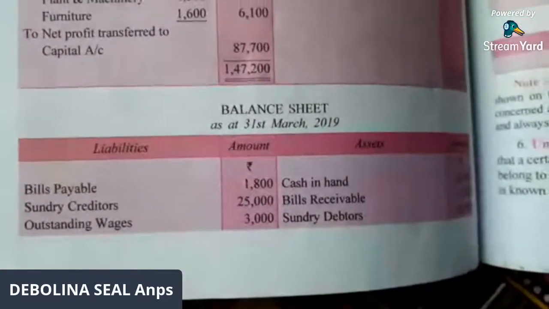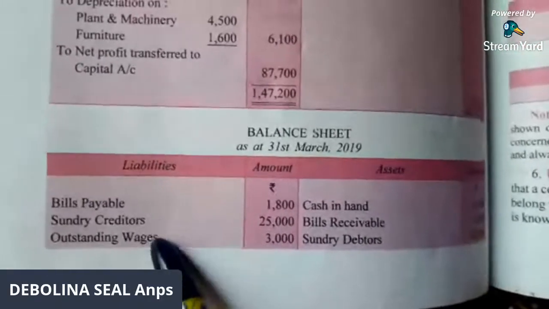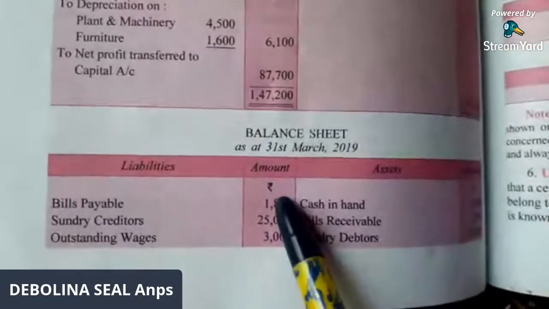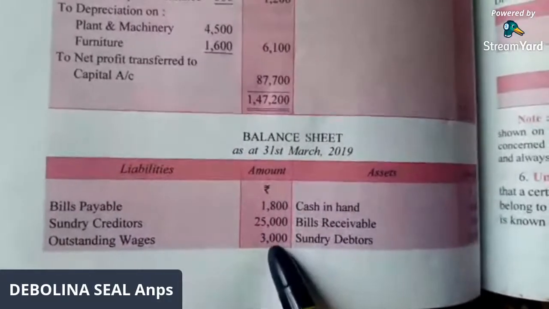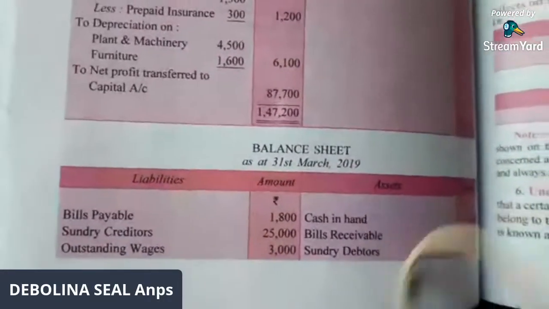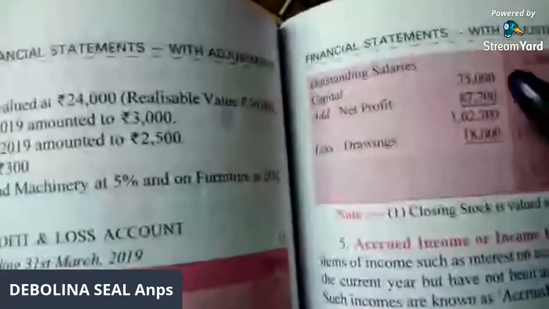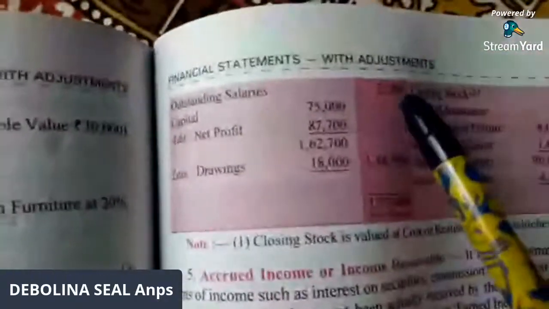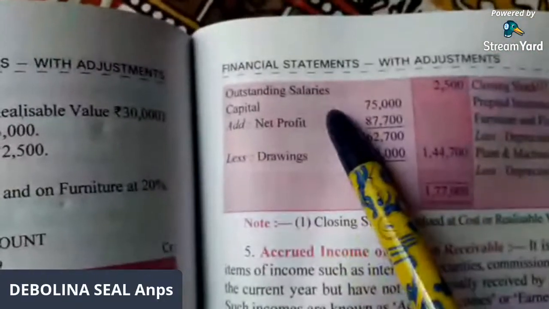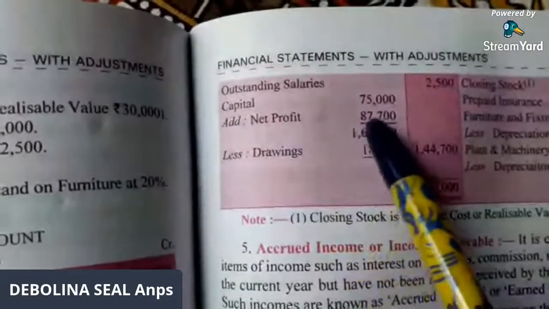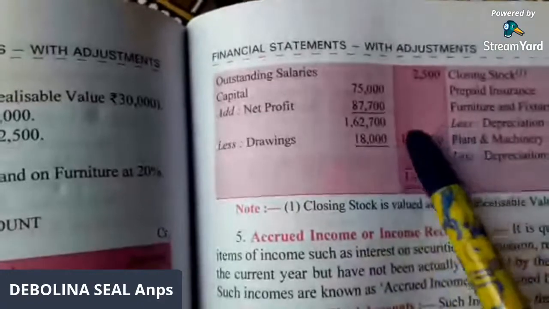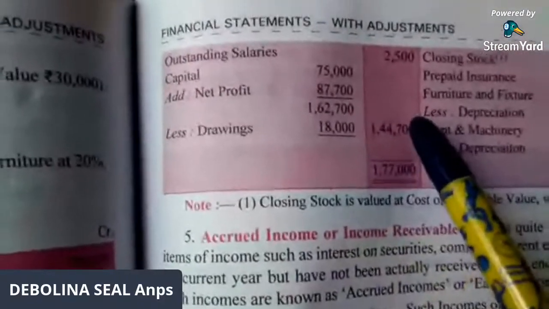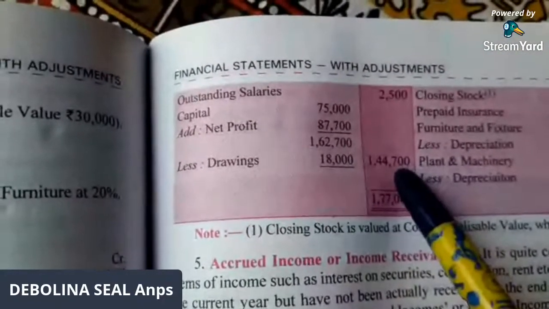Okay, so let us see the effect. In the balance sheet, first we will write the liabilities. You have bills payable, sundry creditors. See, outstanding wages has come here. After that you will have outstanding salaries. Now with the capital, what are you going to add? Net profit you will add, and you will subtract drawings. So the balancing figure 1,44,000 will be written over here in the outer column.